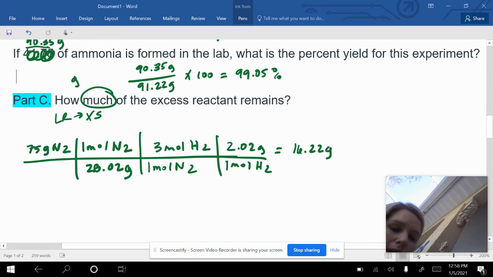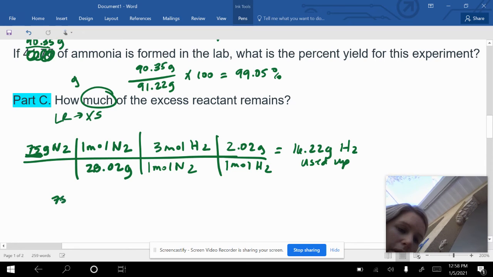Okay, now what is this telling me? This is 16.22 grams of hydrogen. That's how much is used up. Because once all the nitrogen, that's our limiting reactant, is all used up, that's how much hydrogen was used. Okay, well, how much hydrogen did we start with? Well, we started with 75 grams. Right, and if we used up 16.22 grams, how much do we have left? We have left 58.78 grams.